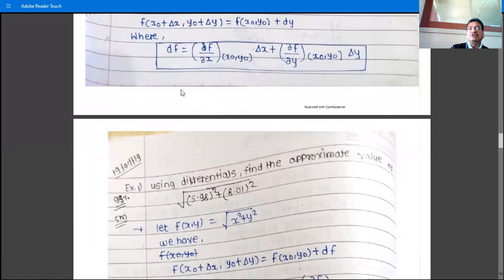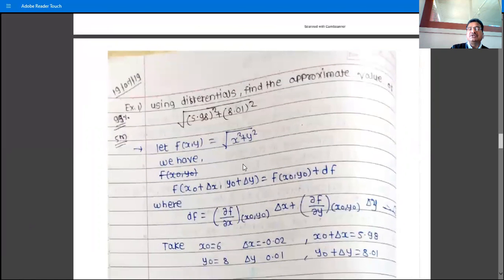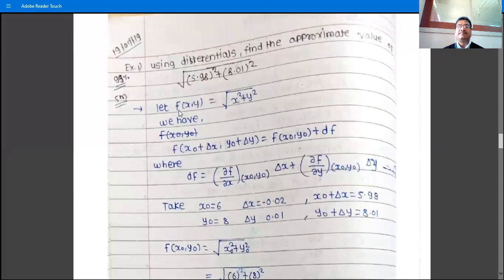So the problem on this formula is this: use differentials, or the definition of derivative, to find the approximate value of root of 5.98 square plus 8.01 square. The probability of this problem coming is 99%, so it is a very important problem as far as the exam is concerned. So we define the function f(x, y) as root of x square plus y square, because we have to find the approximate value of this function.